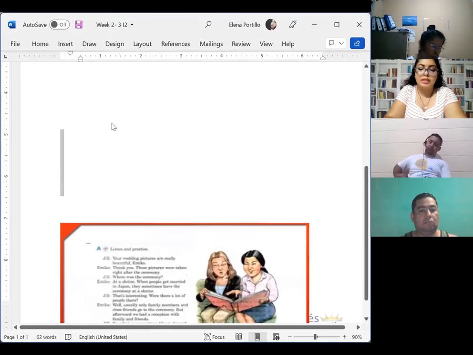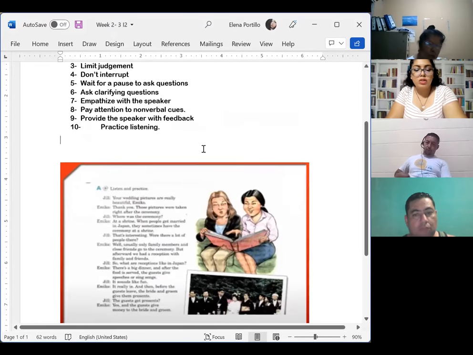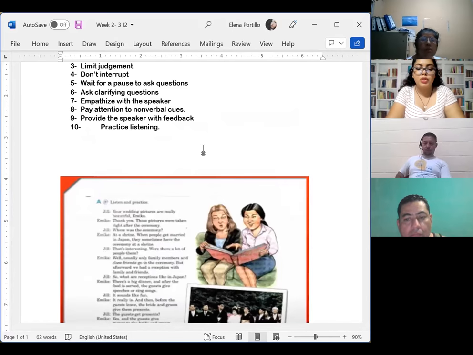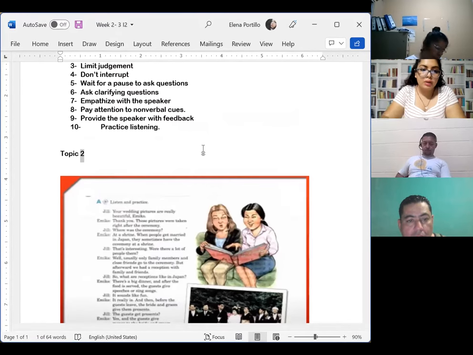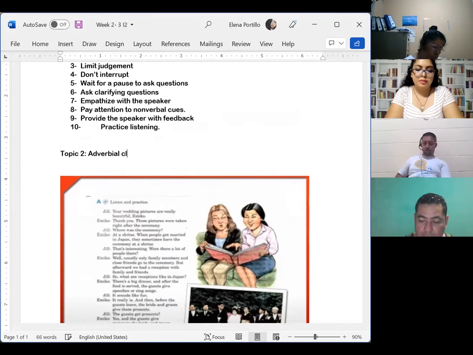Yes, here it is. Okay. In this case, we are going to talk about topic number two. Topic two, and it is about adverbial clause of time. Okay, we have a conversation here, and we are going to read.